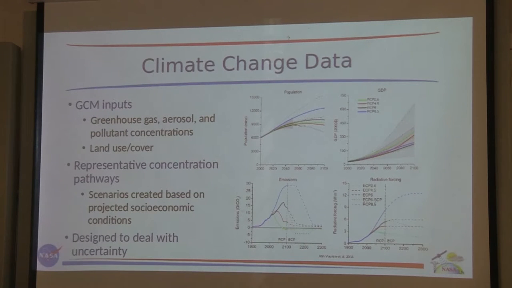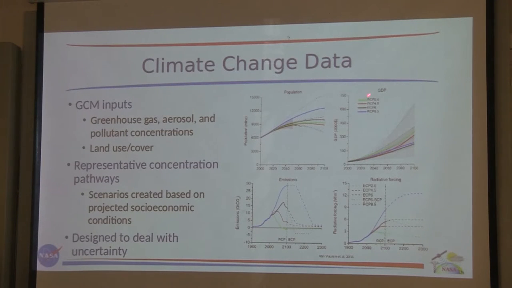So to compensate for this, we come up with what are called representative concentration pathways. Basically, these are scenarios for particular socioeconomic conditions that they think will occur in the future. So you'll have many different types of scenarios they'll run. And here's an example.